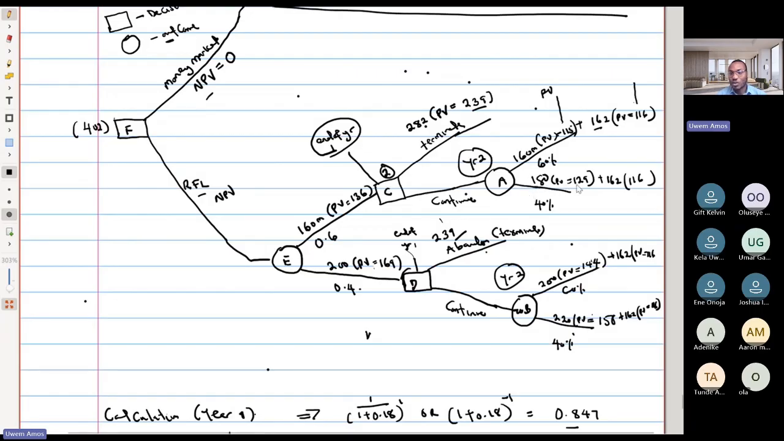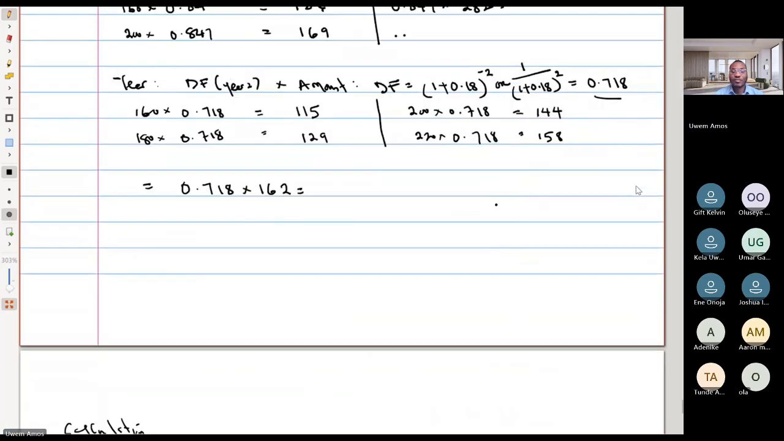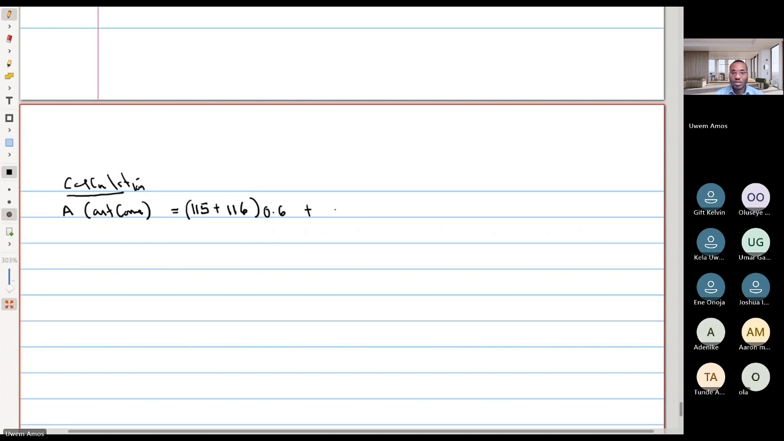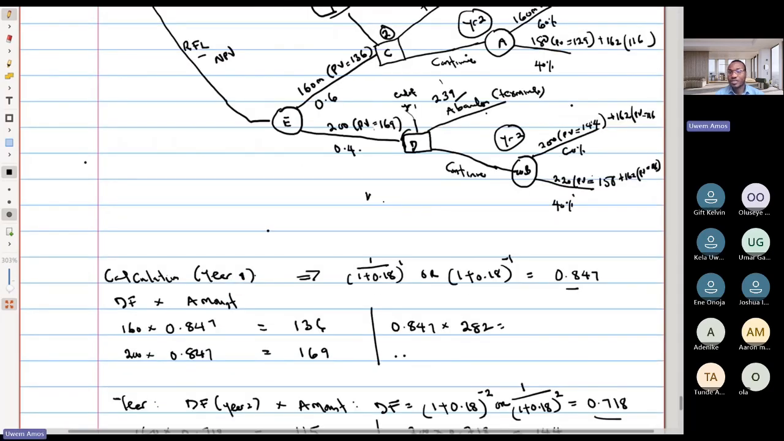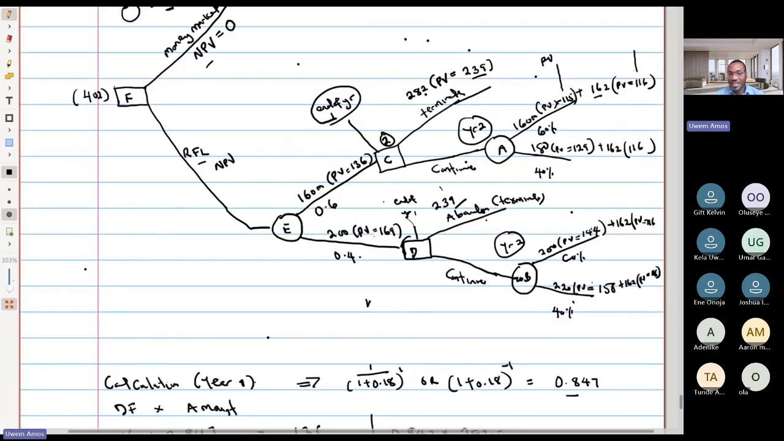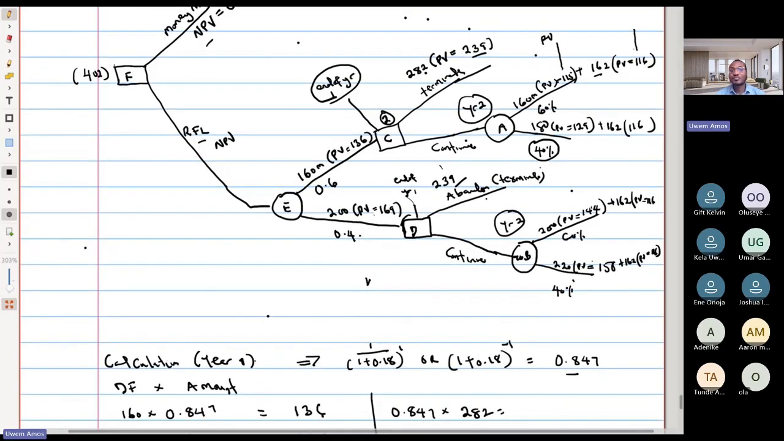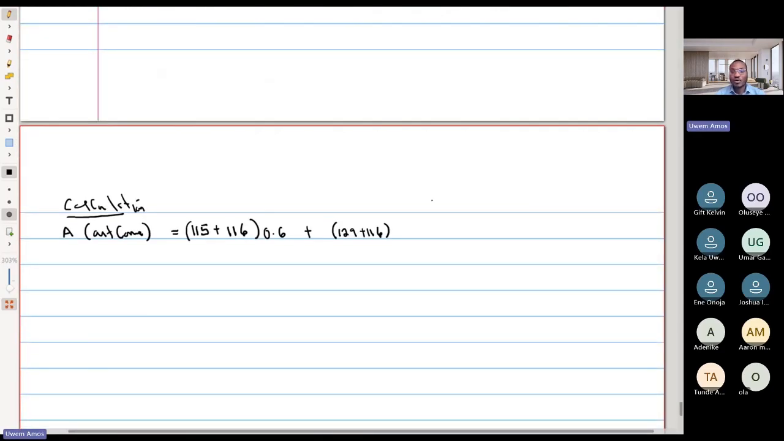So we might have 129 present value, or we might have 116 present value here. So 129 plus 116, the second line. What is the probability on that line? The probability on this line is 40%. The probability on the other line was 60%. So we multiply by 40%, which is 0.4.